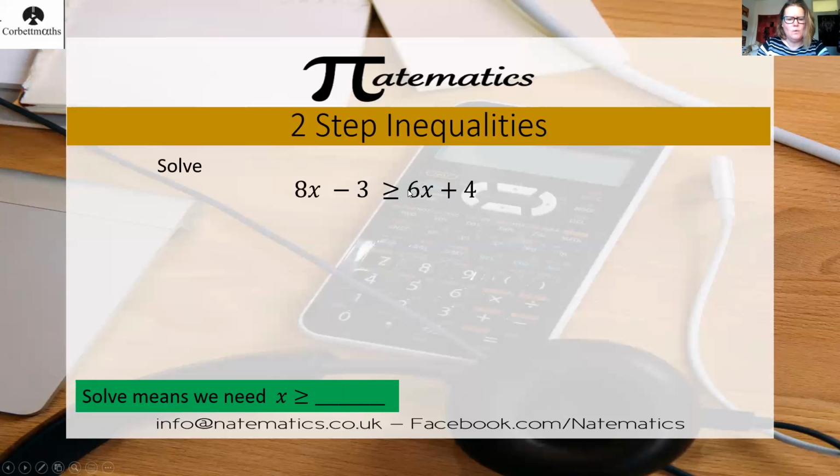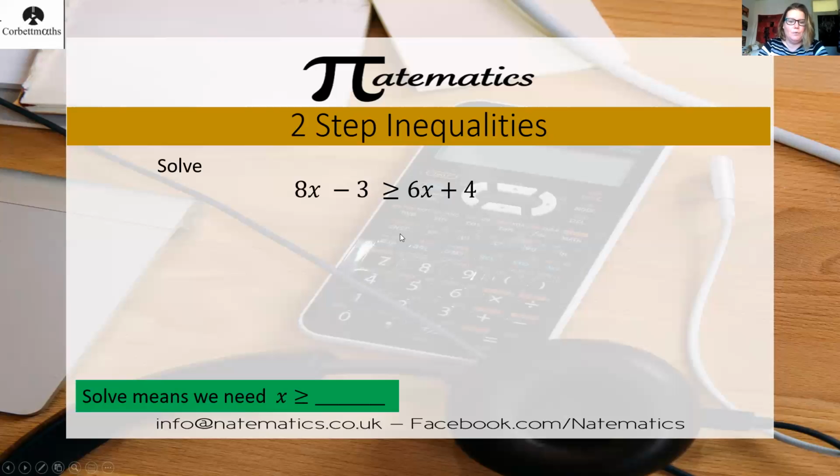Now, when we do inequalities, we treat them exactly like we would an equation. There's only one slight difference, and that's when we divide by negative numbers. But for this one, you haven't got to worry about that. The steps are pretty much like solving a two-step linear equation. We just need to make sure that we keep the greater than or equal sign as we go through it.